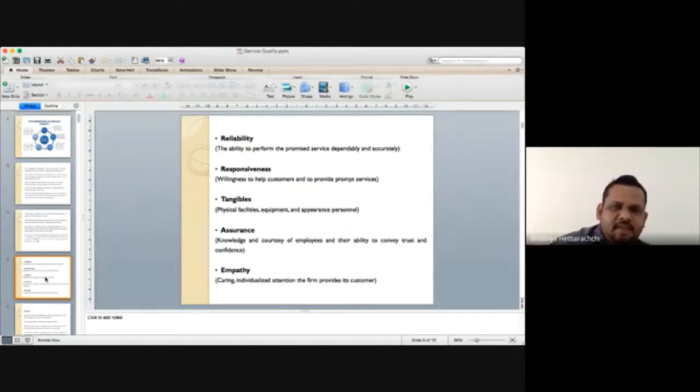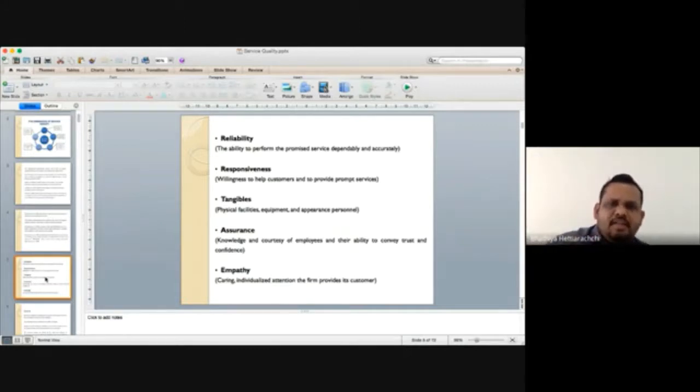Then the third factor is tangibles. We said the customer associates quality with what is presented, right? So the physical facilities, equipment, machines, appearance, cleanliness, all come under this. So tangibles actually convey the quality to the customer.